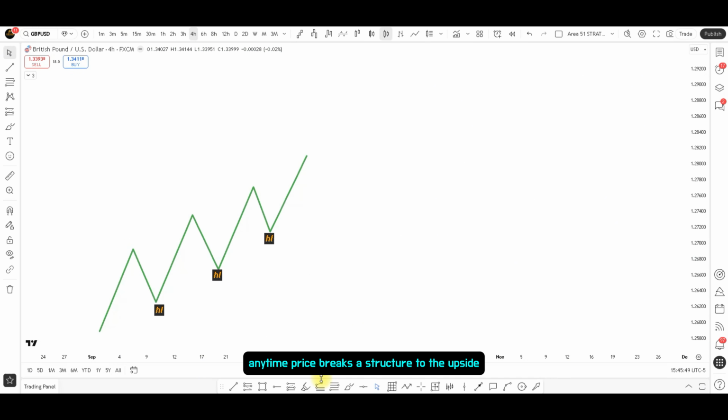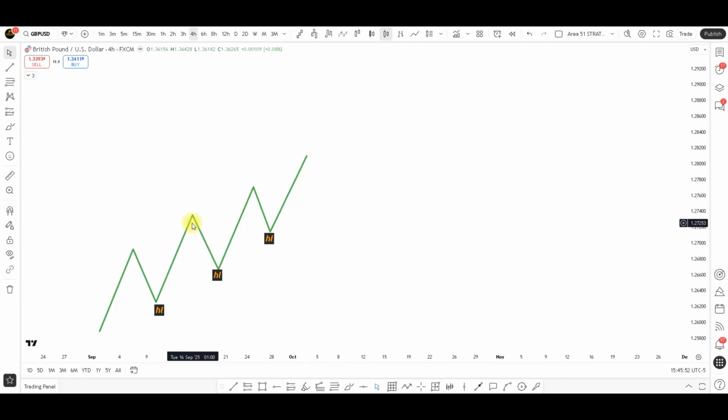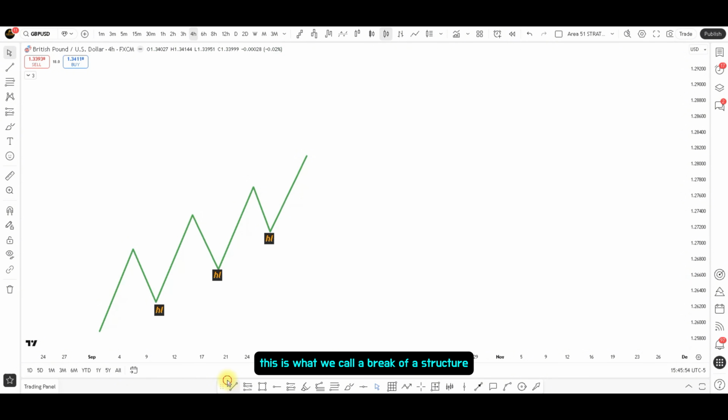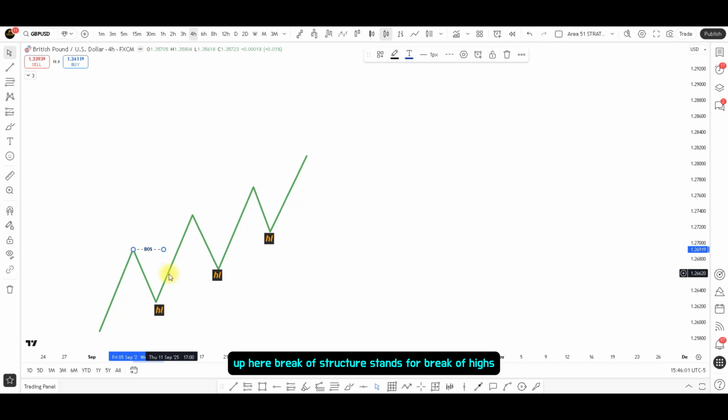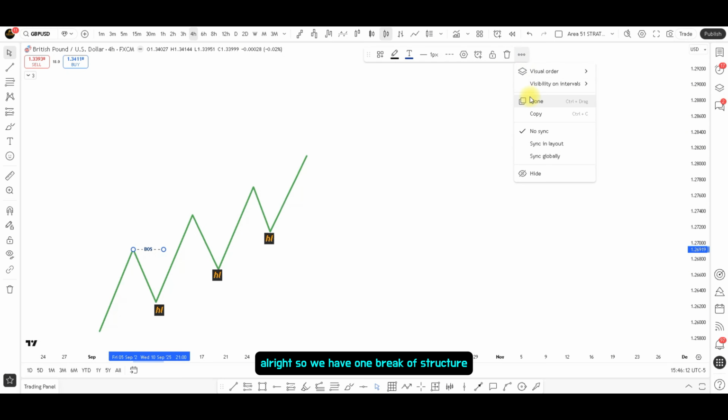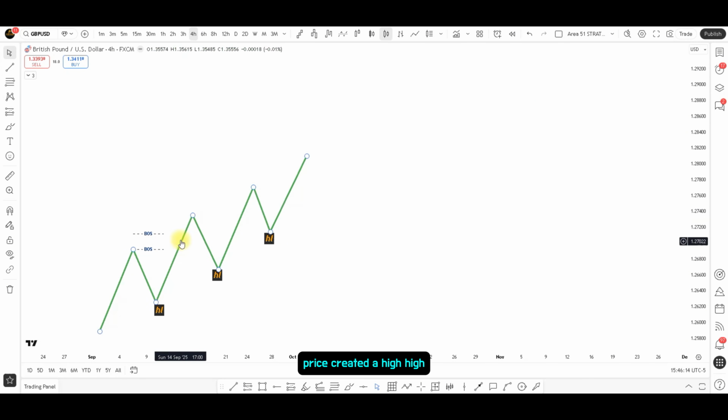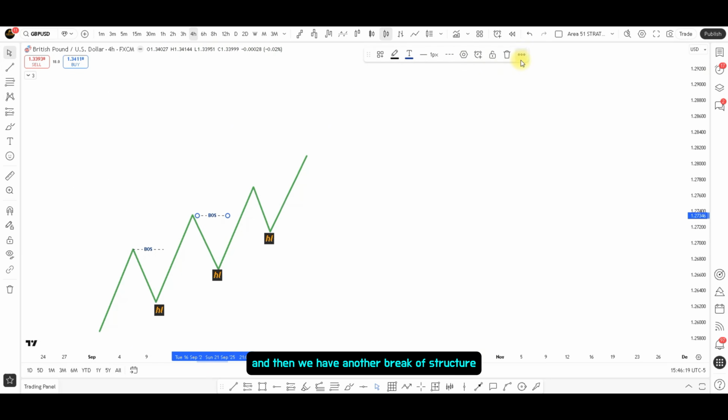Anytime price breaks a structure to the upside, this is what we call a break of structure. We're going to go ahead and put this break of structure up here. Break of structure stands for break of highs or break of lows. Each time price creates an impulsive move breaking a higher high or a higher low, we call this a break of structure. All right, so we have one break of structure, price created a higher high, we have another break of structure, and then we have another break of structure.